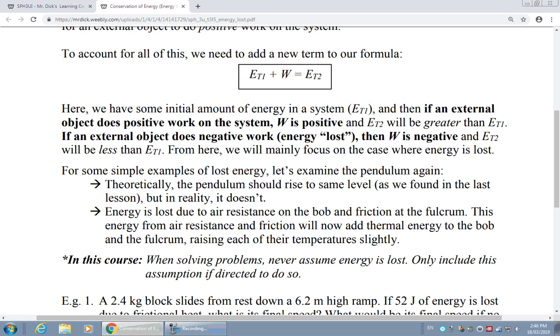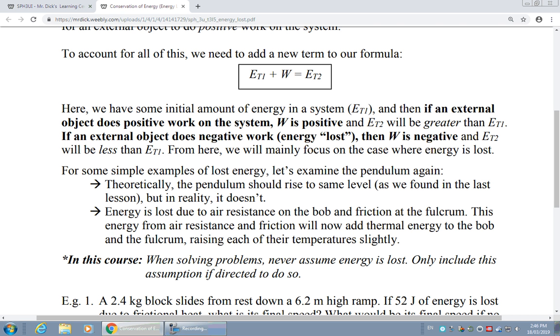If something is doing positive work on the system, like our jetpack, then that W value is positive as well, and our total final energy is actually greater than our initial energy. But if we're dealing with something that's doing negative work, which we might call energy lost, then that W or work value is actually negative. So that would be like the air resistance doing negative work, and in that case our total final energy is less than our initial energy.